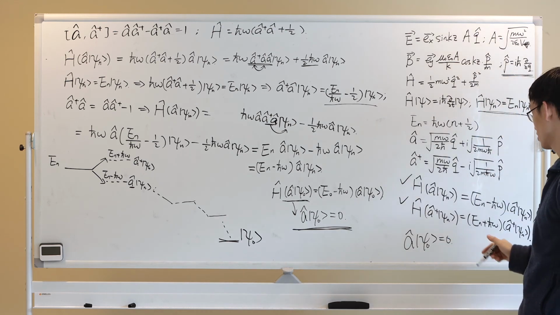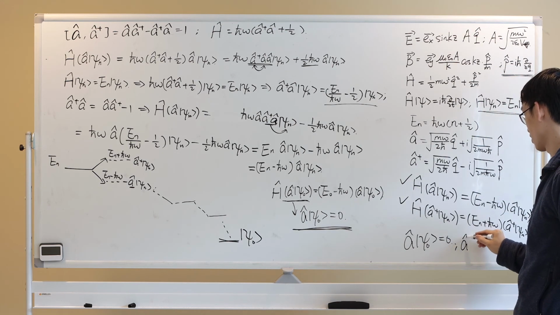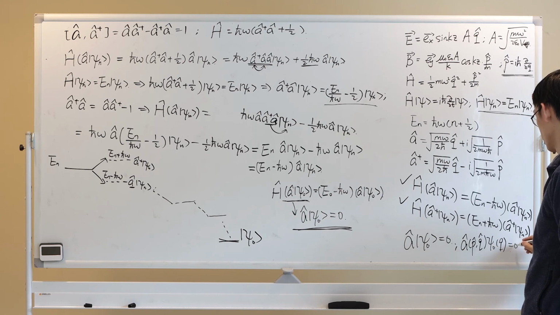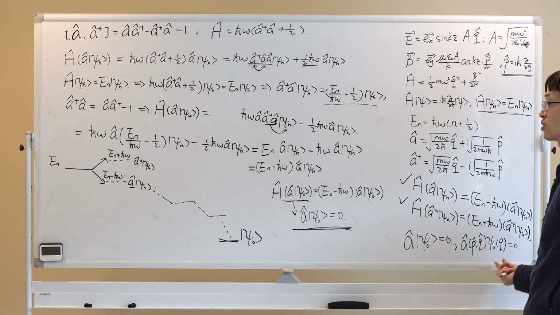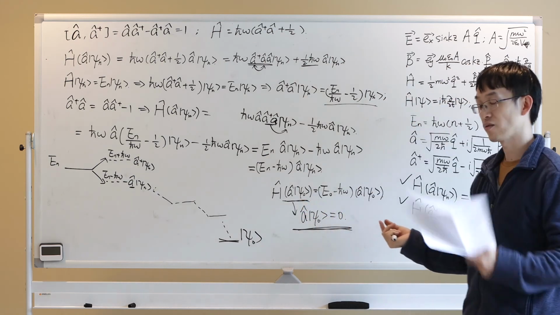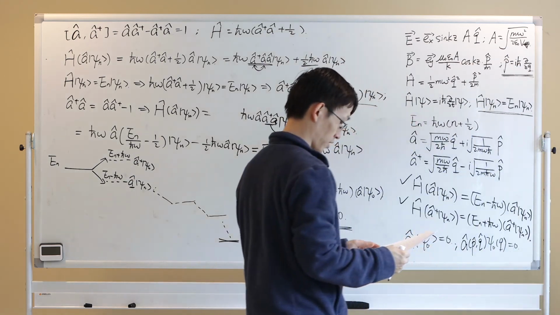So if you use this, you can actually write A as a function of P and Q, acting on ψ0 as a function of Q, equal to 0. You can get a differential equation, and you can solve for what ψ0 is, and we have that in the notes.